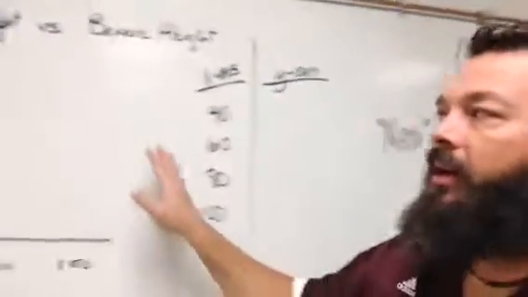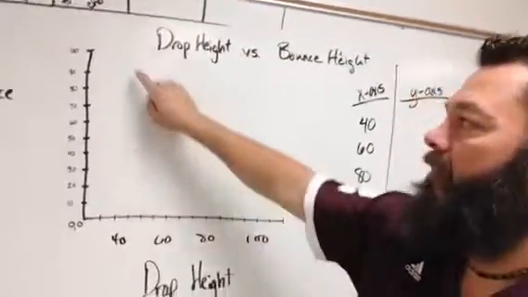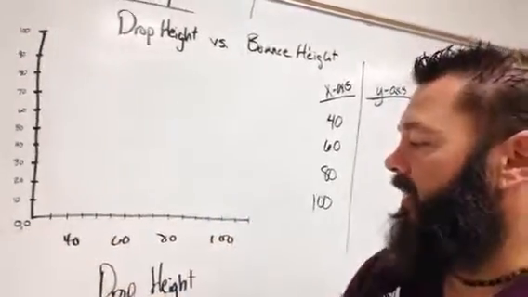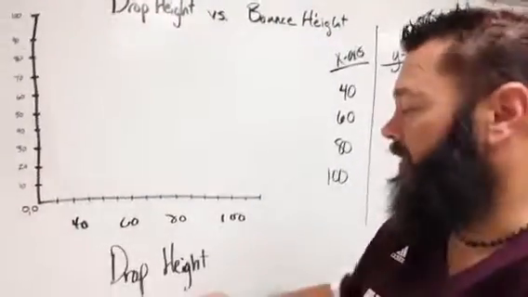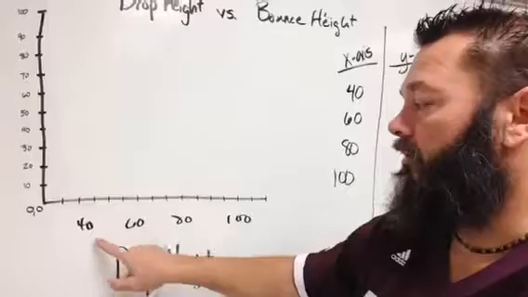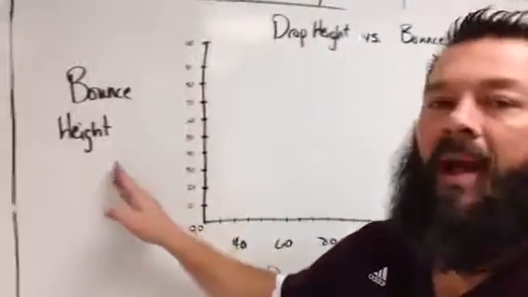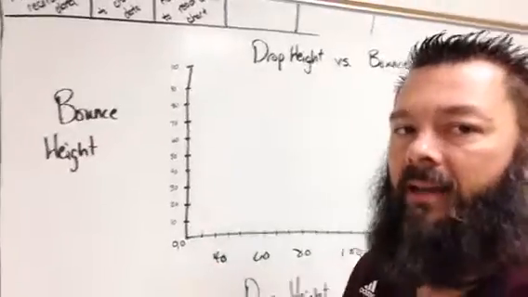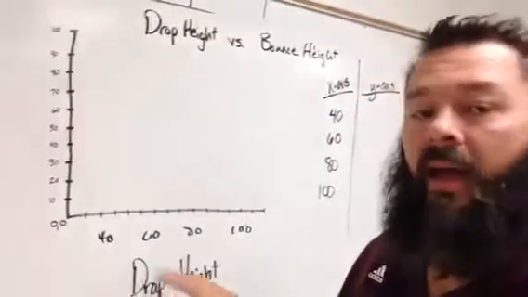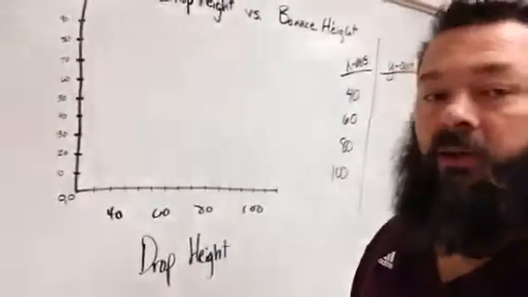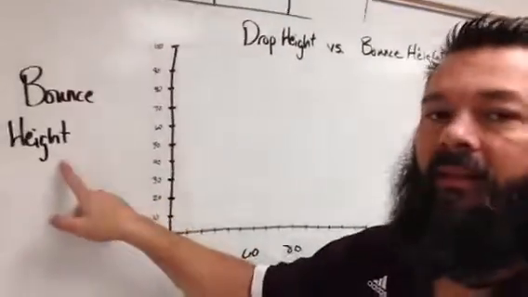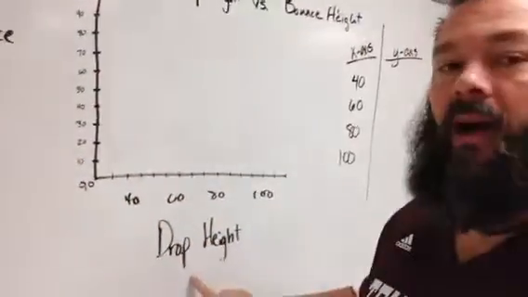And when you look at our total graph, it makes sense that the independent variable will go on the bottom, which is our drop height, which is something we control, 40, 60, 80, and 100. And the resultant is our bounce height, how high the ball bounced as a result of how initially high we dropped the ball. So bounce height depends on drop height.